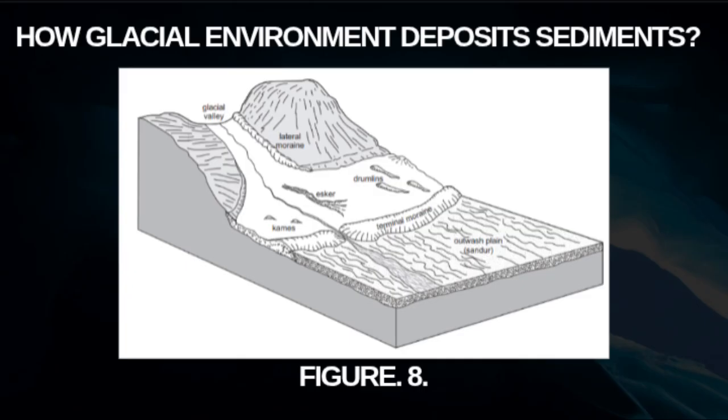This figure shows a landscape shaped by a past glacier. The main feature is a U-shaped glacial valley with debris piled along its sides as lateral moraines. The winding ridge of an esker marks the path of an ancient underground meltwater stream.